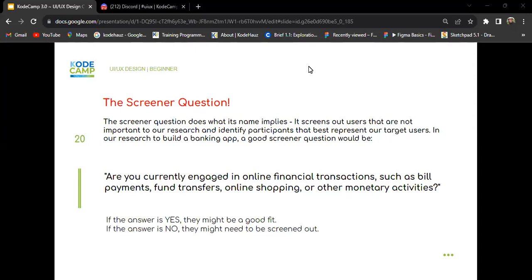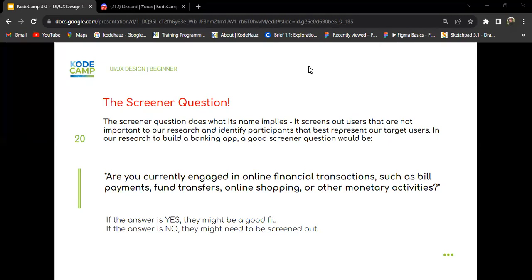Now, if the answer is yes, they might be a good fit for your research. And if the answer is no, they might need to be screened out, especially if they do not have access to a mobile app or website, or they don't have any intentions of performing financial transactions online. Then we need to screen them out. That way you know that you're focusing on this particular set of people. Do you understand? So that's the importance of a screener question.